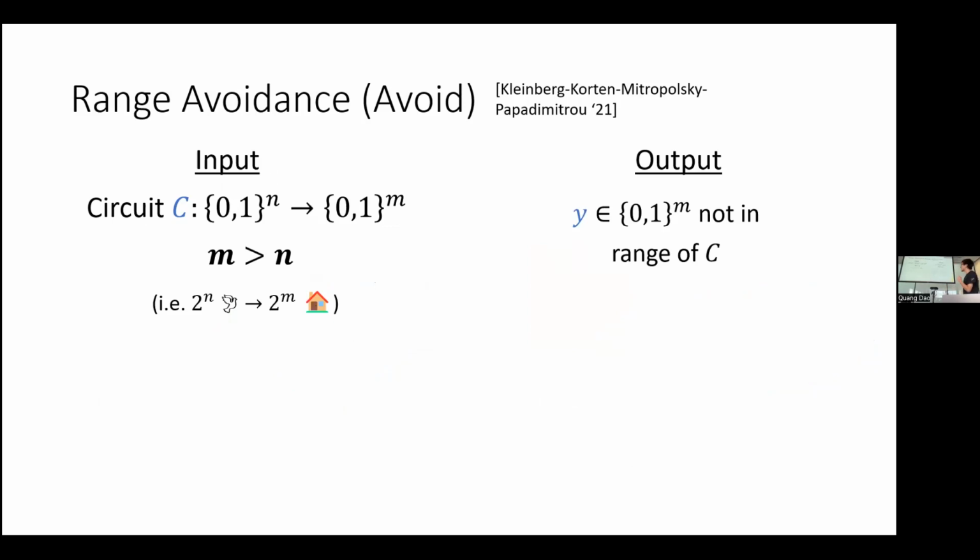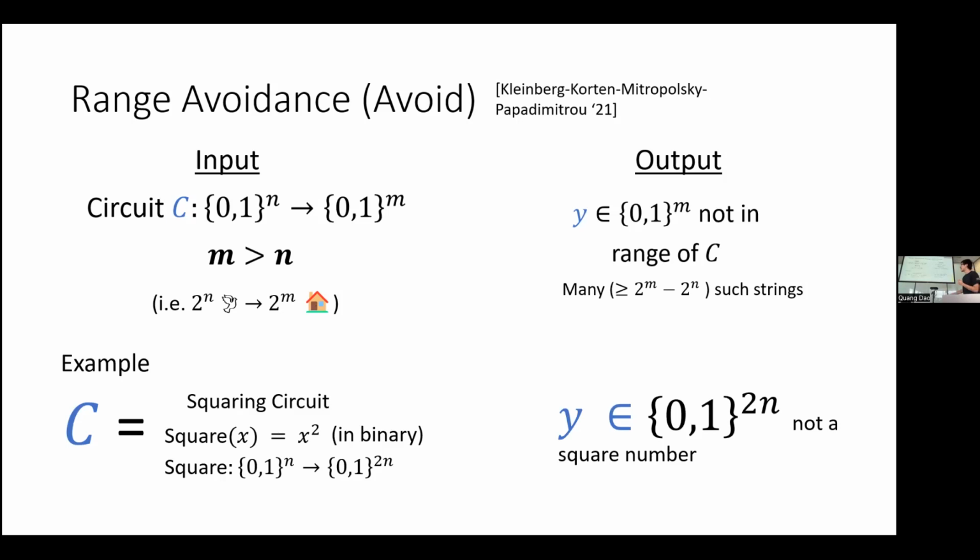So this can be considered as 2 to the n pigeons flying into 2 to the m holes, because this circuit just means which pigeon goes into which hole. And you must have a hole that has no pigeons flying into it. And actually, this is also an example of explicit construction, because not only one, but many of the strings work. For example, if you set m to be n plus 1, then at least half of the strings should be a correct answer.